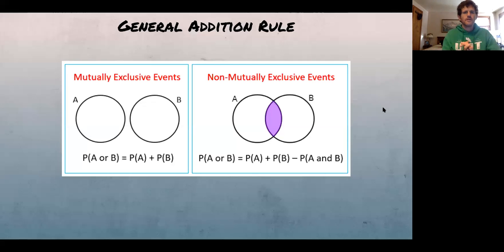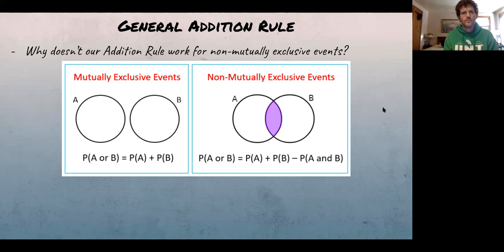General addition rule. We're going to start with this one. The question is, why doesn't the addition rule work for non-mutually exclusive events? And you can see right here, it's good that we've been seeing these diagrams. If they're mutually exclusive, there's no chance that A and B can both happen. So now we can think of these as area. So the area of A plus the area of B, it's just adding 2 circle areas together. That's not a big deal.